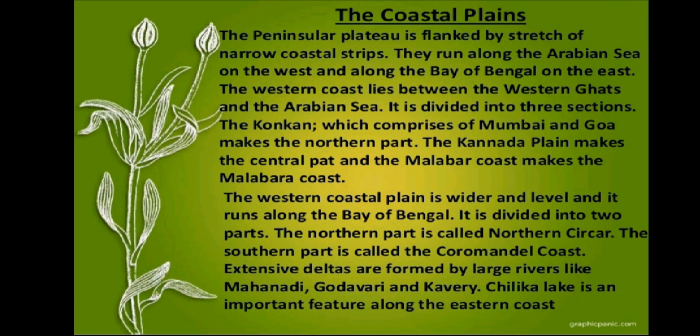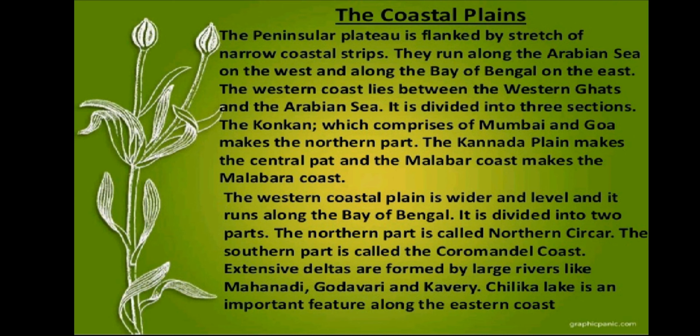Let us have some more information regarding the coastal plains. The peninsular plateau is flanked by a stretch of narrow coastal strips. They run along the Arabian Sea on the west and along the Bay of Bengal on the eastern part. Let us first of all discuss the western coast. Where does it actually lie? Between the Western Ghats and the Arabian Sea. It is divided into three sections.